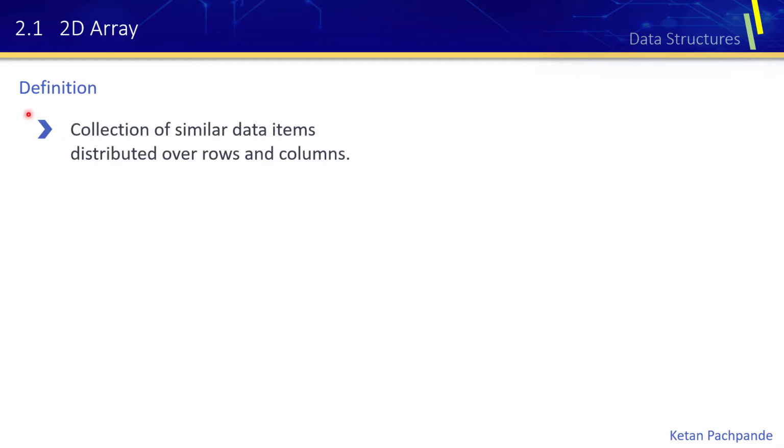So what is a two-dimensional array? It is nothing but a collection of similar data items distributed over rows and columns. As we know, in a matrix we have a number of rows and a number of columns as well. And mainly it is used to store different types of matrices.